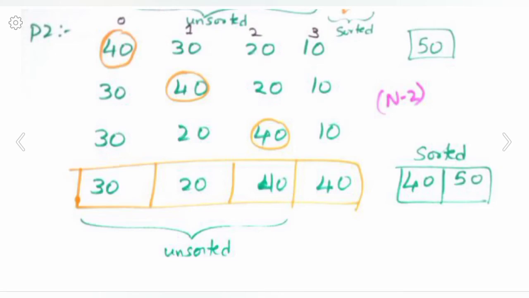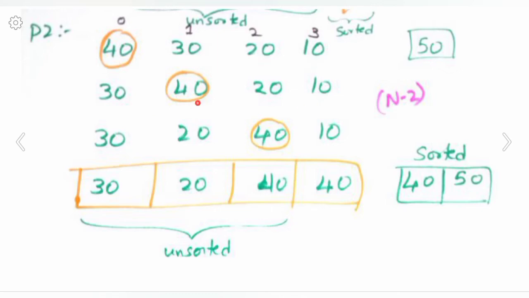Here the last element is already sorted, so we are not considering it. We are going to sort the unsorted elements. We bubble the first element, 40, and compare it with the neighboring element, 30. 40 is greater than 30, so we swap these elements: 30 and 40, 20, 10.